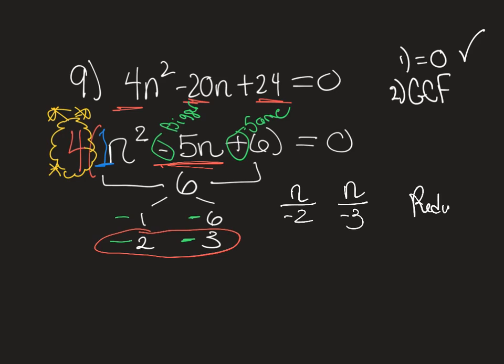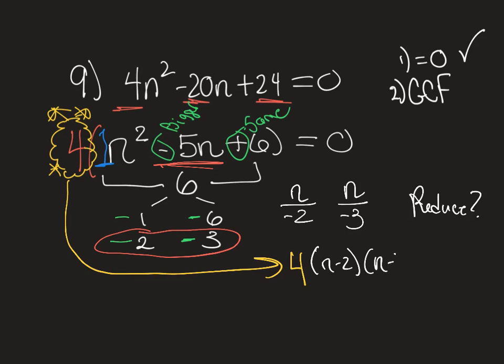Ask that magic question, does it reduce? Nope, we're good. But this is where we're not going to forget about our friend. We have to put our magic 4 that we pulled out to begin with back in the front. Then we're going to have n minus 2 and n minus 3. And don't forget, equals 0.